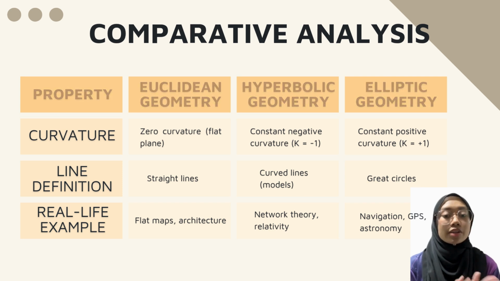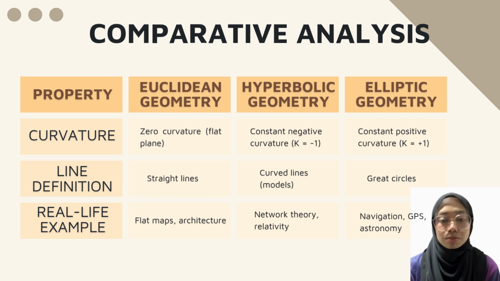And lastly is real-life application. We use Euclidean geometry in daily life, like building structures or reading maps. Hyperbolic geometry is applied in relativity and network theory. Elliptic geometry helps in navigation, astronomy, and GPS systems, where space curvature must be considered.